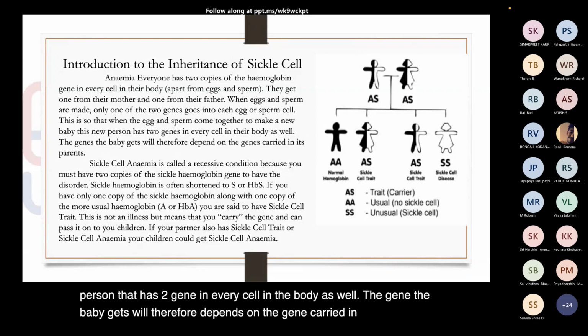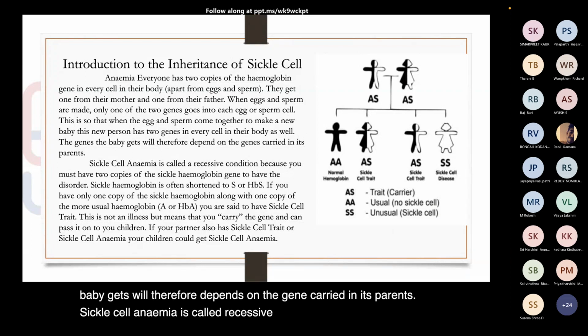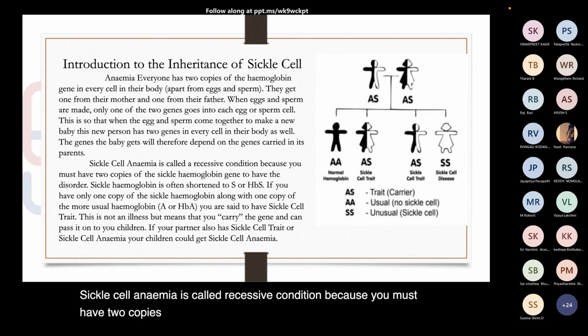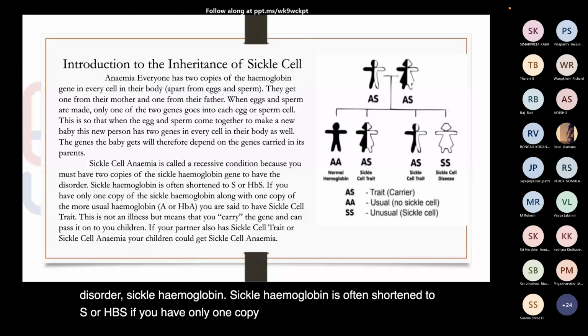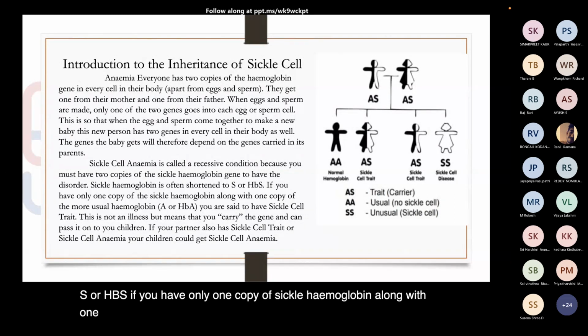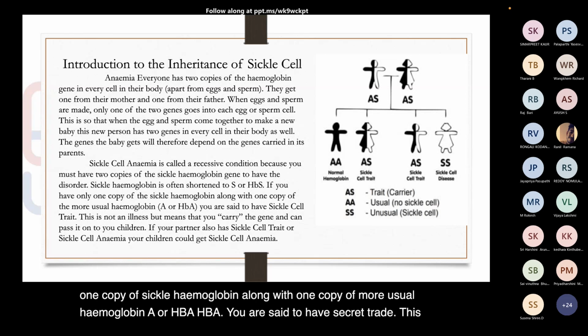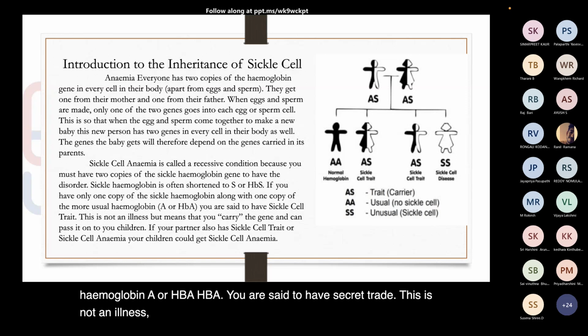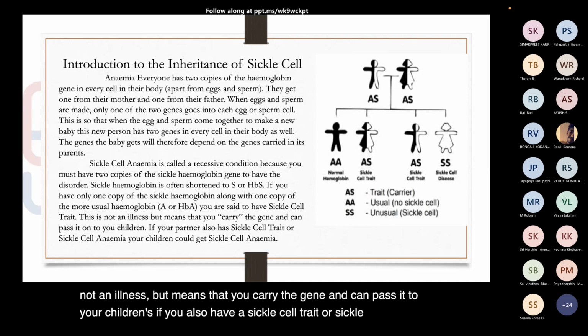Sickle cell anemia is called a recessive condition because you must have two copies of the sickle hemoglobin gene to have this disorder. Sickle hemoglobin is often shortened to S or HbS. If you have only one copy of sickle hemoglobin along with one copy of the more usual hemoglobin A, or HbA, you are said to have sickle cell trait. This is not an illness, but means that you carry the gene and can pass it to your children. If you also have sickle cell trait or sickle cell anemia, your children could get sickle cell anemia.